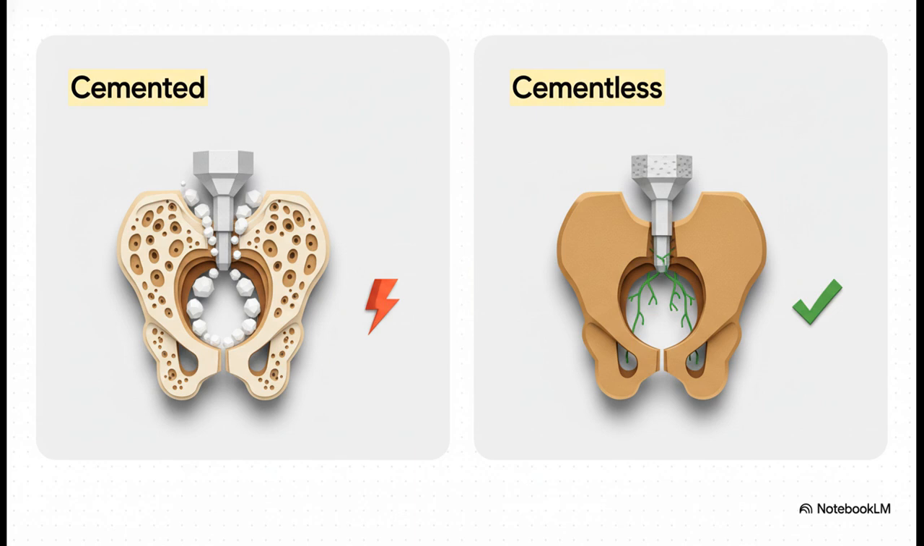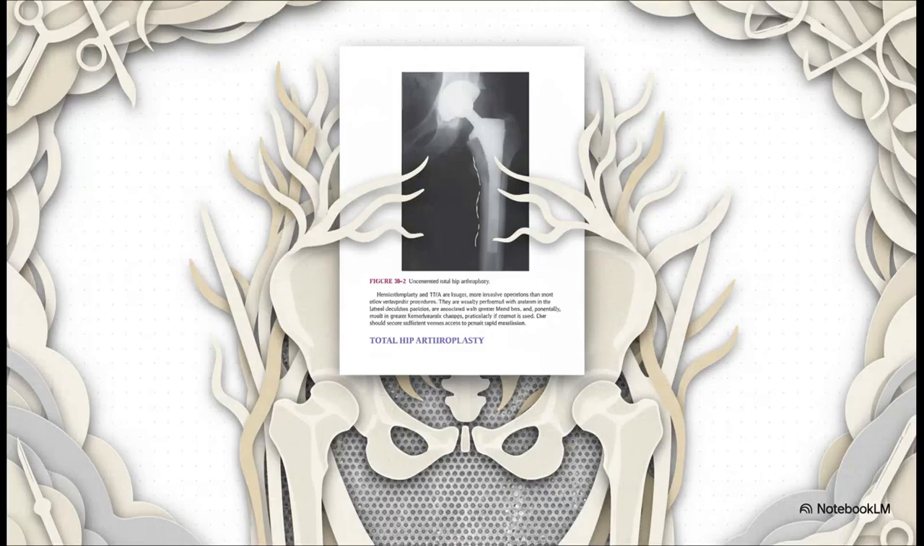On the other hand, for younger, more active patients with good bone quality, a cementless prosthesis is often the way to go. This has a porous surface that allows the patient's own bone to grow right into it, creating this really durable biological fixation. This completely avoids the risk of BCIS, but it does require a healthier patient and a longer recovery time. And here is exactly what that looks like in real life.